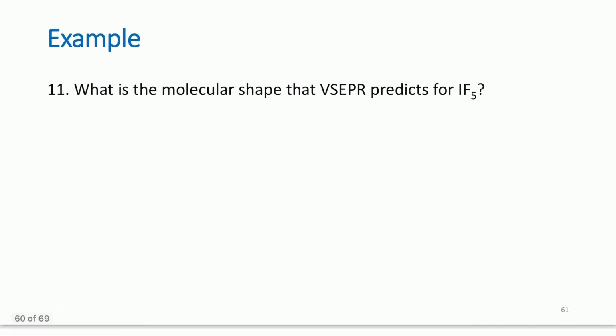What is the molecular shape that VSEPR predicts for IF5? Iodine and fluorine are both halogens, which means they each have 7 valence electrons. So I have 6 atoms with 7 valence electrons each. 6 times 7, 42. Put your iodine in the center, it's the least electronegative, and fan out your fluorines around it.